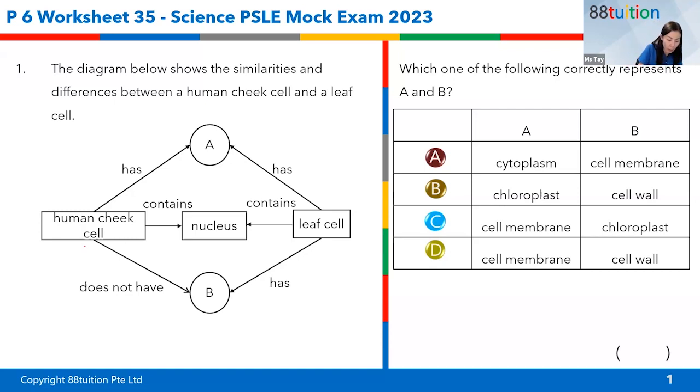If you look, we are looking at 2 cells. One is the human cheek cell and the other one is the leaf cell, right? For all cells, we know that they have the cytoplasm, they also have the cell membrane, isn't it? Correct? So if we look at what they both have, for A, it can be cytoplasm, it can be cell membrane. So we cross out chloroplast. Yes? The next one, they are talking about something that the human cheek cell does not have.